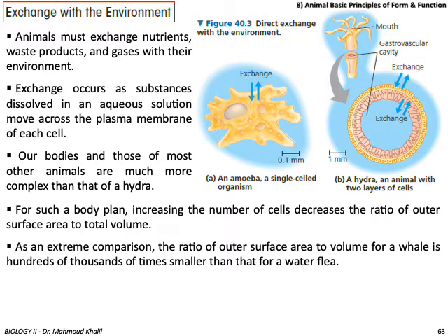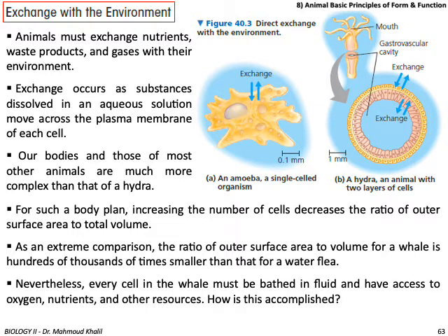For a comparison, the ratio of the outer surface area to volume for a whale is hundreds of thousands of times smaller than for a water flea. So that means the water flea has the opposite ratio of volume to surface area, enabling more convenient exchange with the environment. Nevertheless, every cell in the whale must be bathed in fluid and have access to oxygen, nutrients, and other resources.